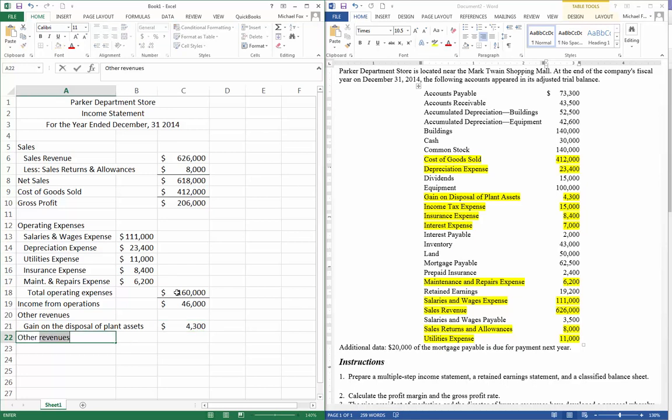And we had other expenses. And this is where we will include interest expenses. Our interest expense was $7,000. And that gives us another line item that we call income before income taxes. So this will equal our income from operations plus any gains minus any expenses.